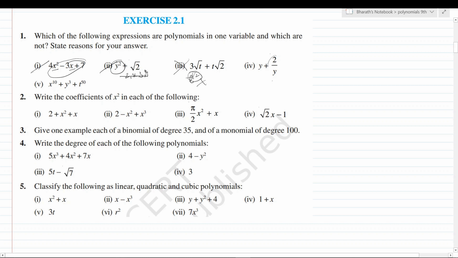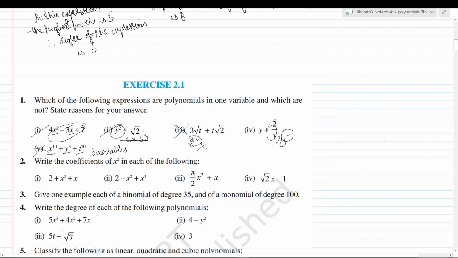And even this can be written as 2 to the power minus 1. Minus 1 is not a natural number, so it cannot be written as a polynomial in one variable. Here we have seen there's x, y, t. There are 3 variables in this expression. The degree does not matter, powers do not matter, only variables. So there are 3 variables, x, y, t, so this cannot be a polynomial in one variable.